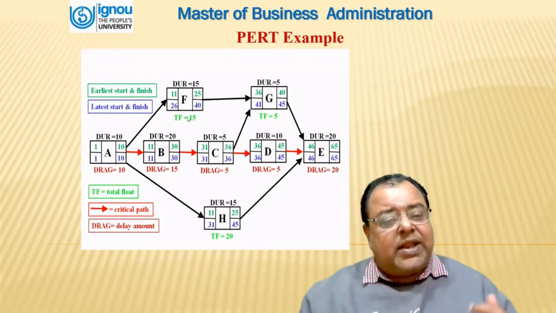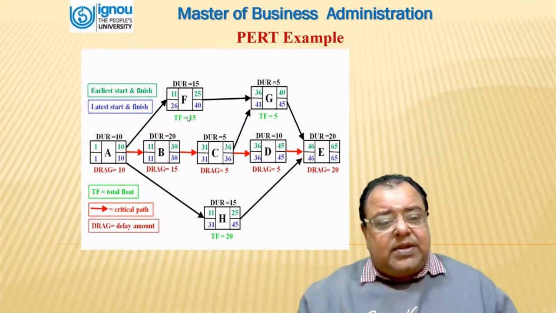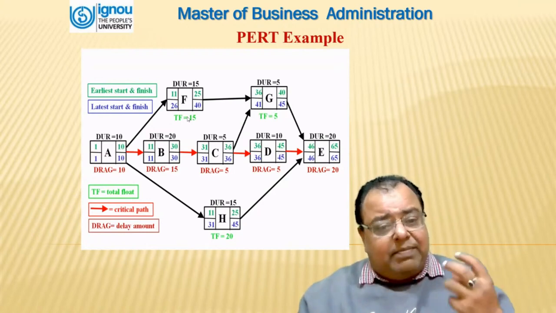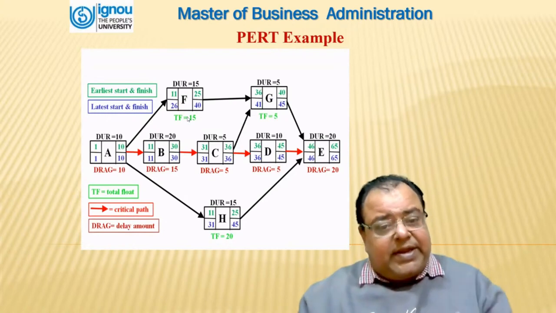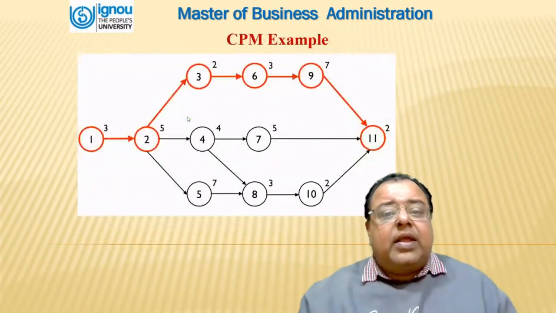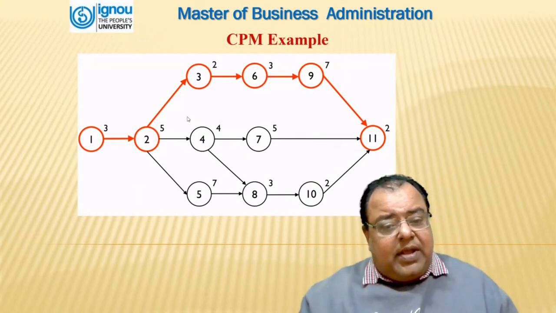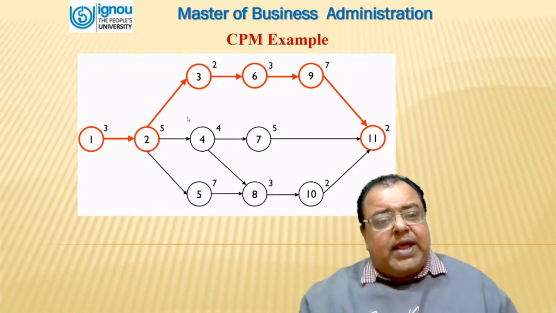That is what we call CPM. And these capital letters are the activities and the numbers are basically the time. We will discuss this in detail later. This is a representation of a CPM, that is, critical path method. The red part is the sequence by which this project will be completed, and it has to be shown by red arrows.